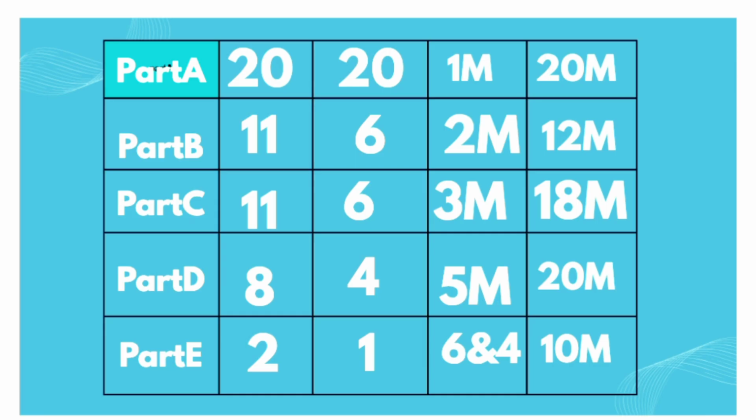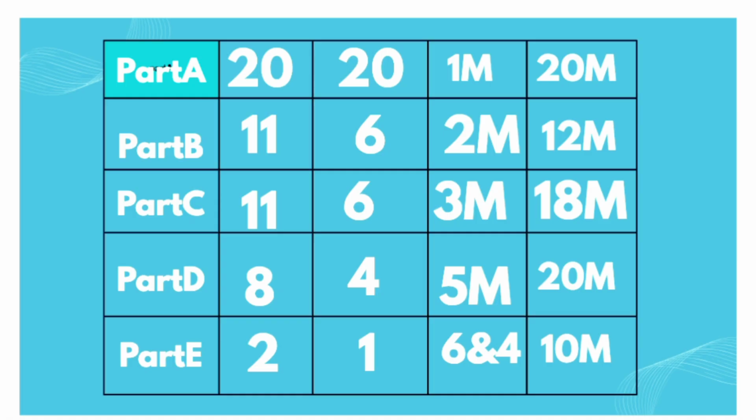In Part B, there are 11 questions and you have to write only 6. Each question carries 2 marks, so this totals 12 marks. Then Part C also has 11 questions, but you have to write only 6 questions. There is also an option there. Each question carries 3 marks, total 18 marks.